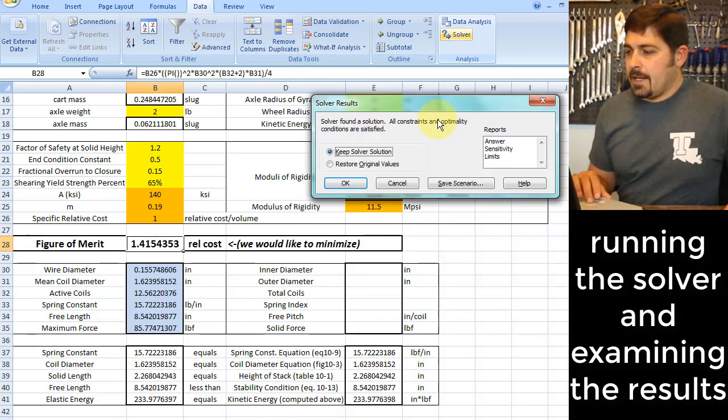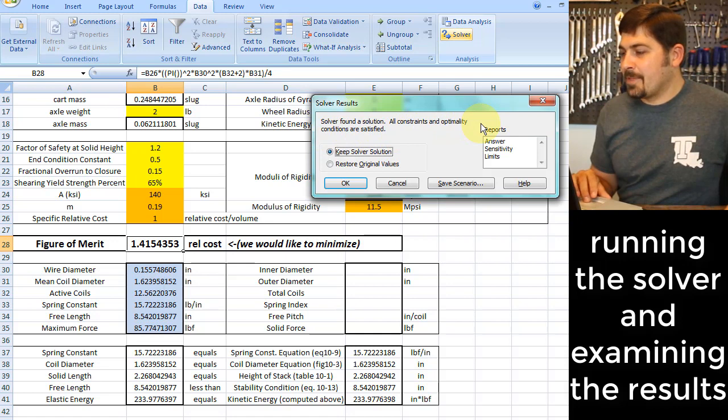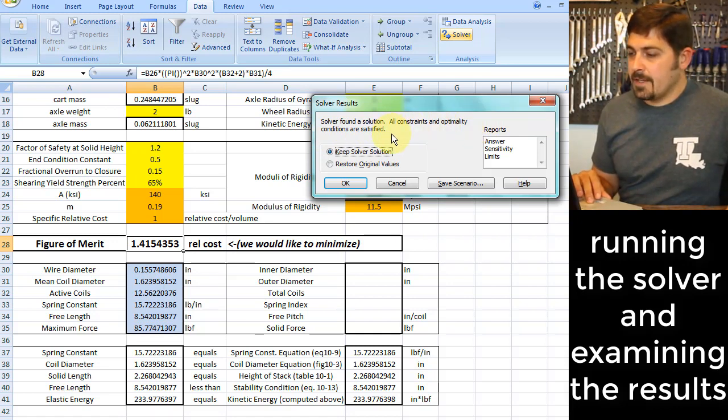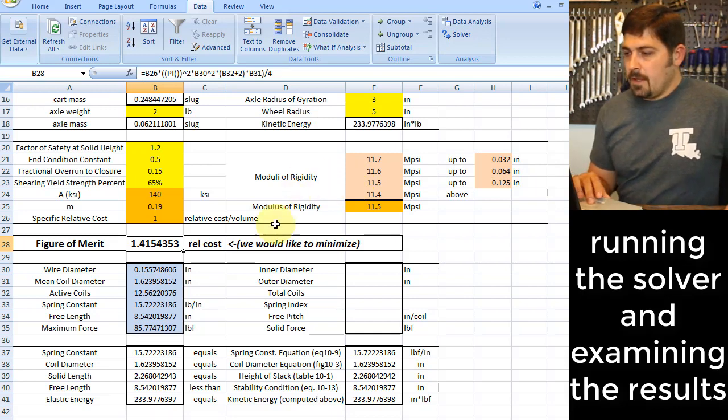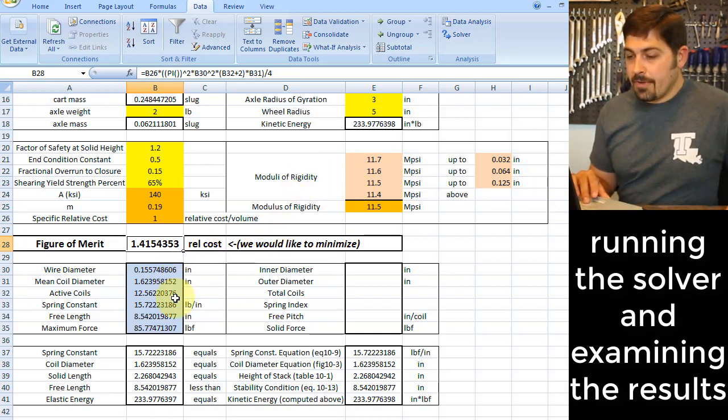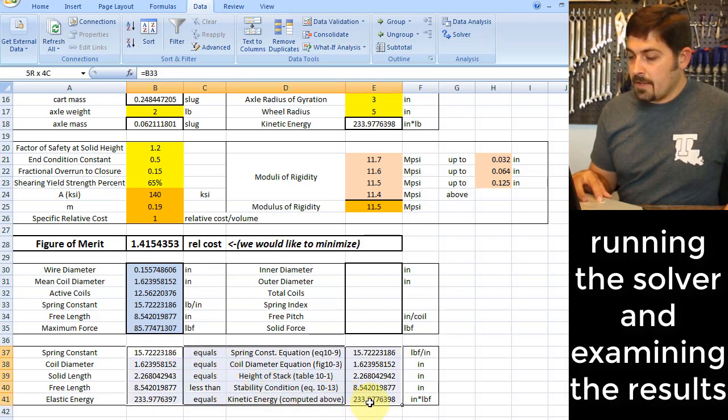All right? And really good, it says solver found a solution, all constraints and optimality conditions are satisfied. Okay? And at this point, if you want to, you can keep the solver solution, which is what I'm going to do here. I'm going to keep that solution. You see here it found a wire diameter, a mean coil diameter, number of active coils, a spring constant, a free length, maximum force, and it did that while making these values here meet each other.